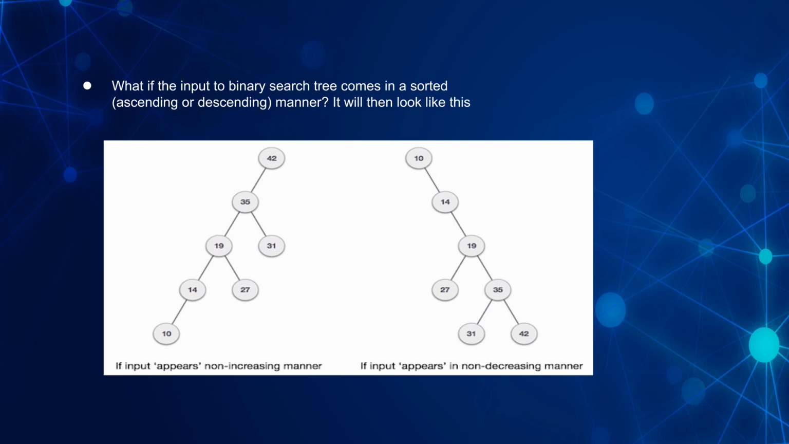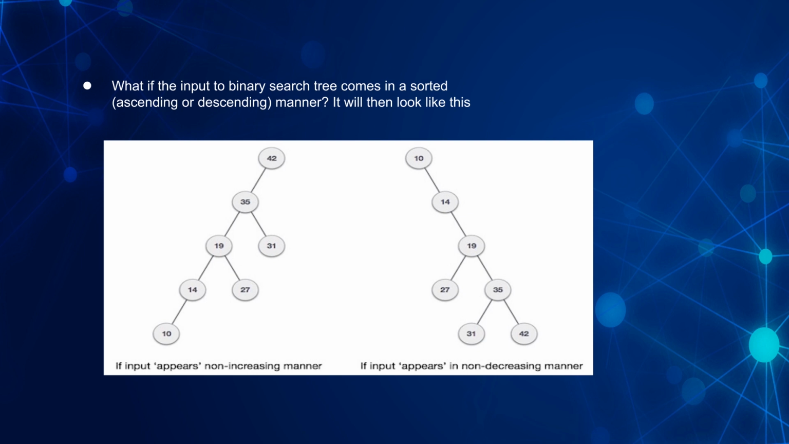Suppose you are talking about ascending order. The first element will be the smallest element, then all the elements are bigger as compared to the root node element, and definitely they will be fixed in the right subtree of that particular node, like 10, like 14, like 19. All our items are shifted to the right-hand side of that particular tree.